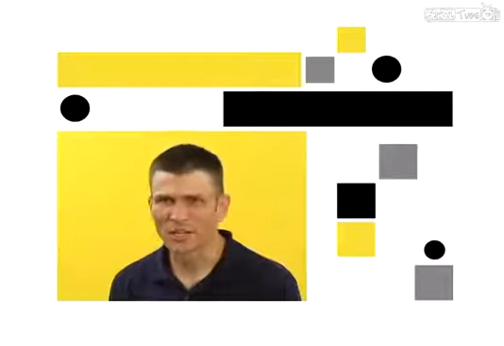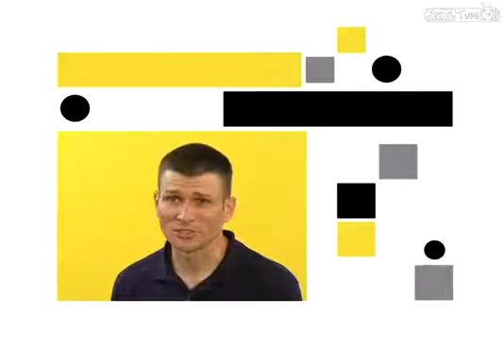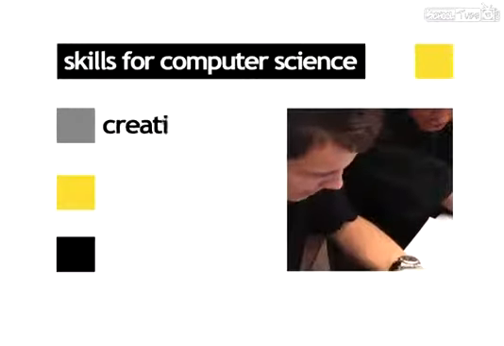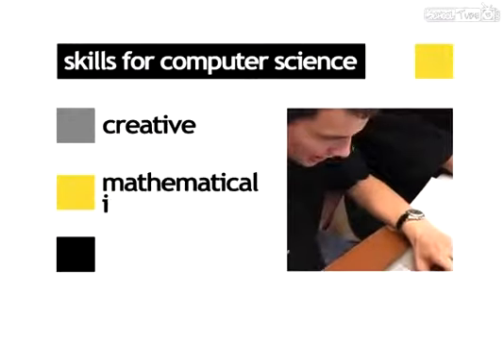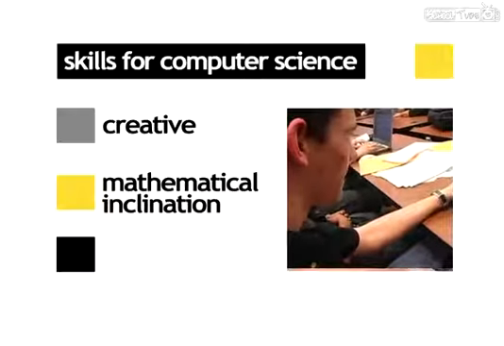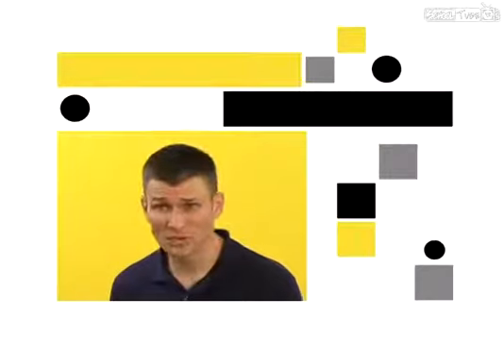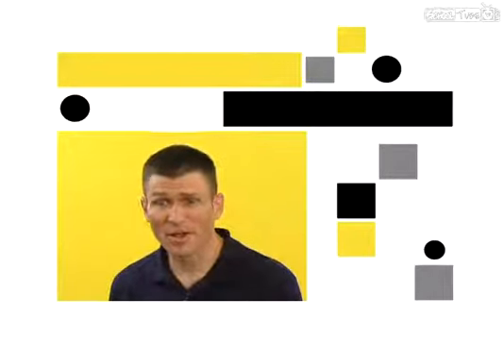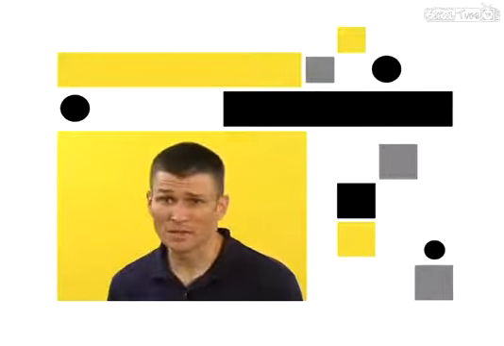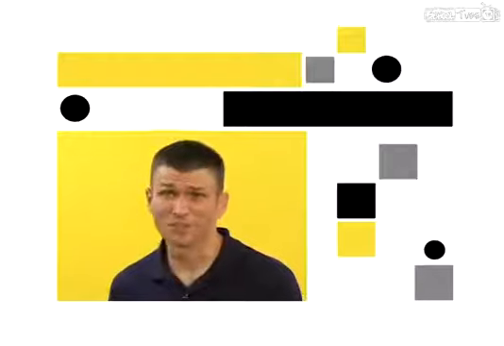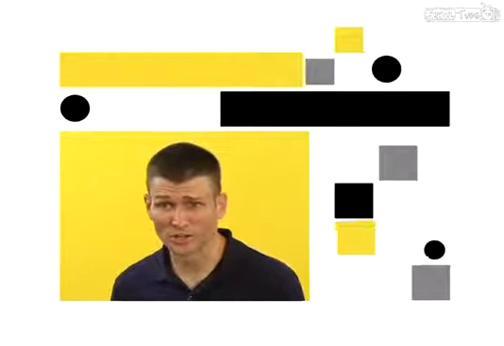So computer science and the UIL Computer Science Contest draw skills from actually many different areas. You have to be creative, you have to have mathematical inclination, you have to be able to solve problems like in science. So it's a very interesting field, it's a very interesting area, and it's growing. Many disciplines are using computation and computer science more and more, including biology, chemistry, and engineering.